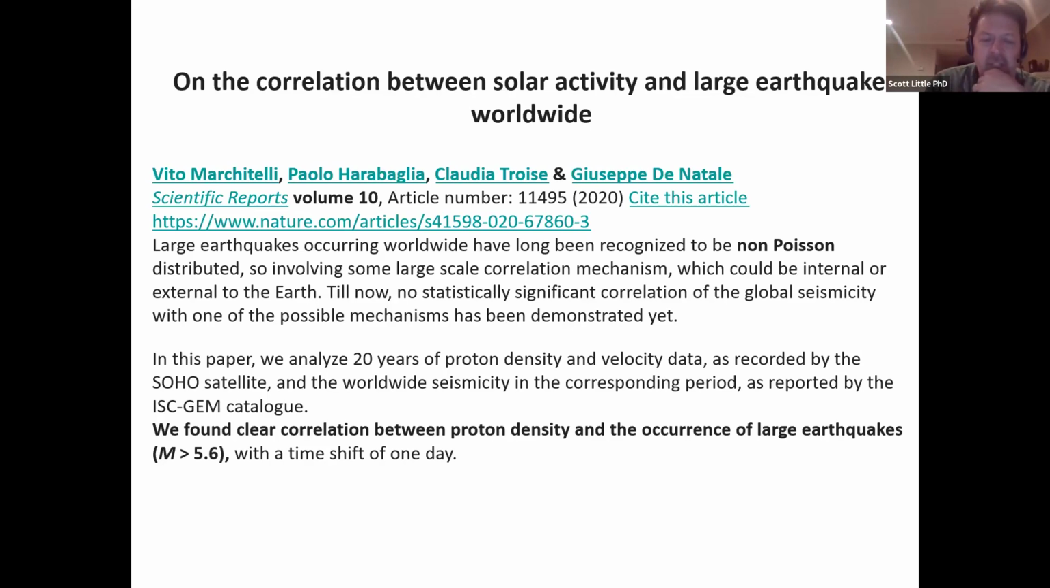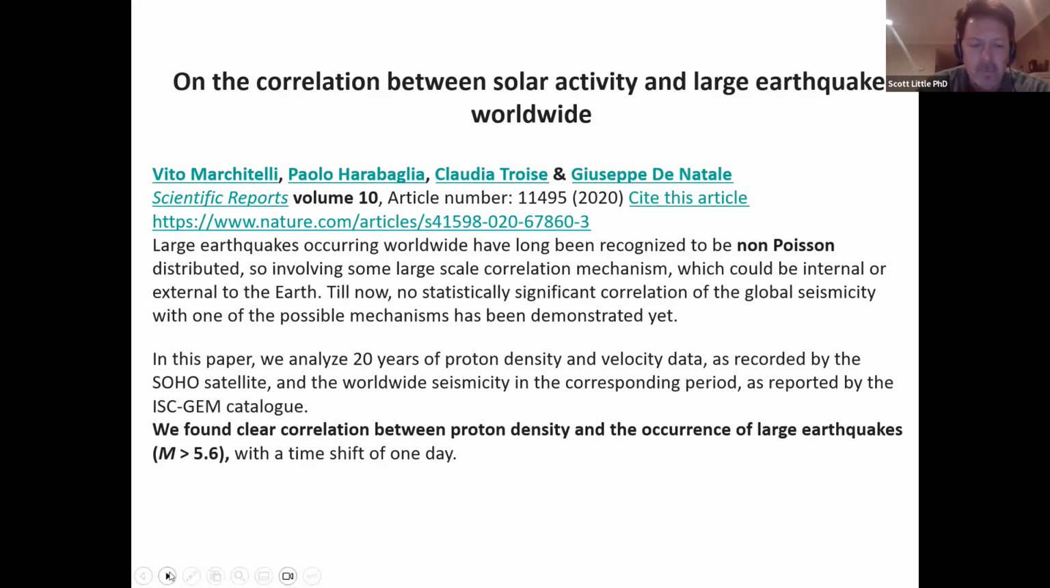So what they did is analyze 20 years of proton density and velocity data as recorded by this satellite. And they found a clear correlation between the proton density, which is coming from the EMPs, and the occurrence of large earthquakes, and they used greater than magnitude 5.6 with a time shift of 1 day. So they're saying that when the proton density is increasing on the Earth, a day later, there'll be an increase in earthquakes of 5.6 or greater. They actually published this in Nature, so it sounds pretty legitimate.